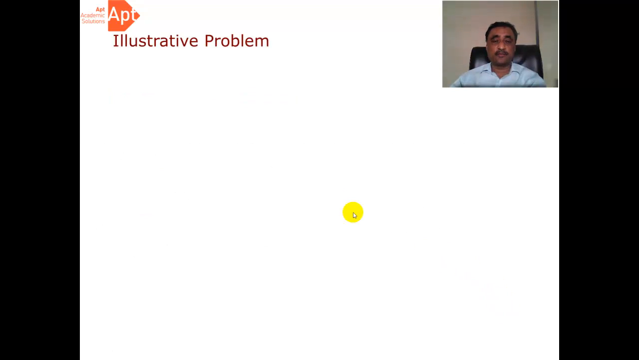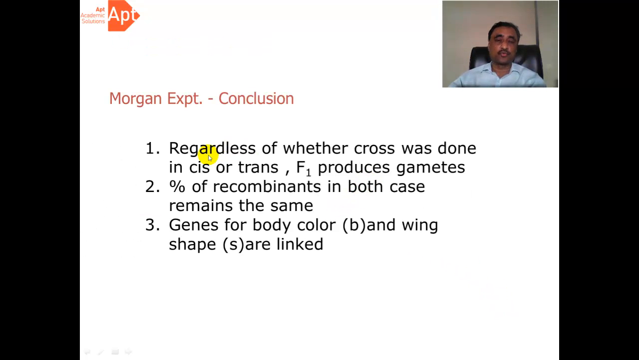And as a result, Morgan concluded that regardless of whether the cross is done in cis or trans configuration, if the genes are present together, they always inherit together. So in the case of cis, the long as well as the gray were inheriting together, so that is why they are 41%. But in the case of trans, the long were associated with the black, right? And they were inheriting together, and in that case again they are going to produce 41%. So one thing is very clear: if the genes are linked together, they always tend to inherit together, right?